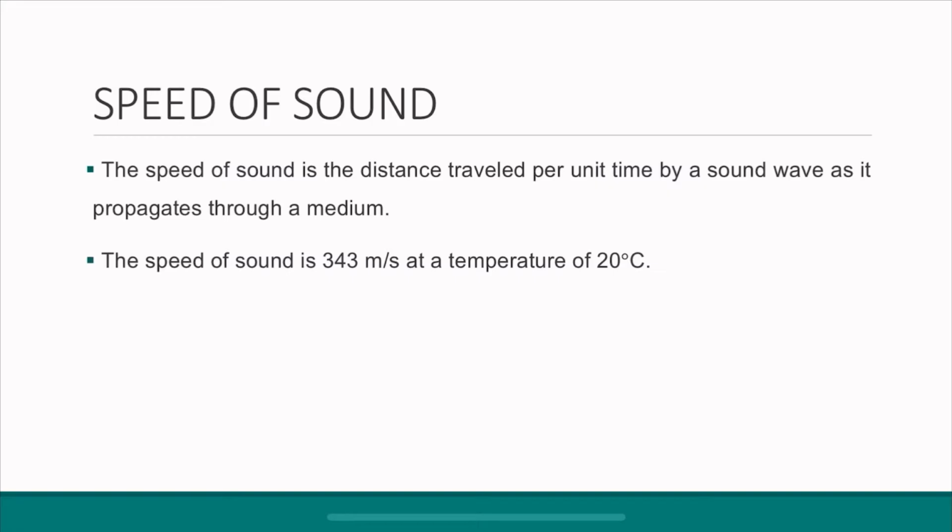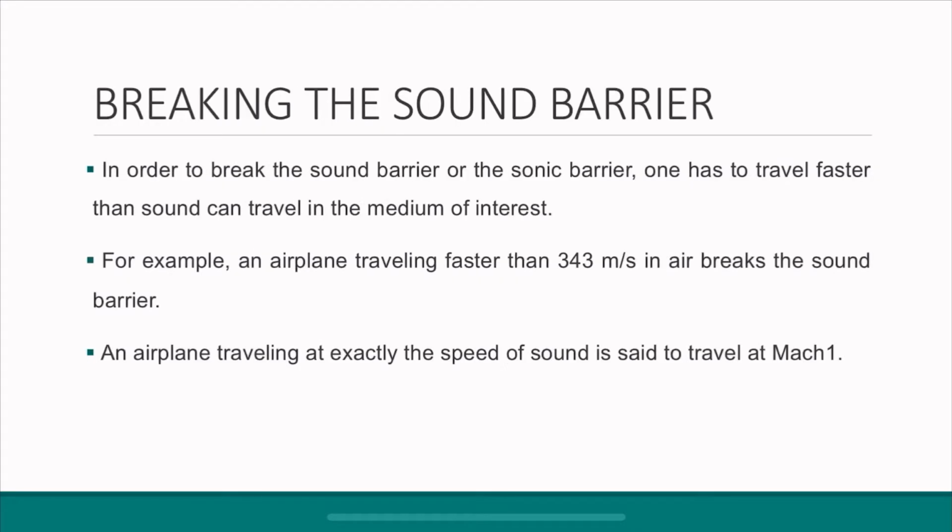The speed of sound is the distance traveled per unit time by a sound wave as it propagates through a medium. For example, the speed of sound in air is approximately 343 meters per second at a temperature of 20 degrees C. The speed of sound changes as the medium or different conditions change. You can check a detailed video about the speed of sound in the link in the description.